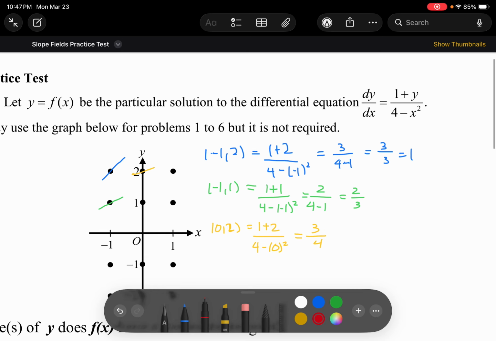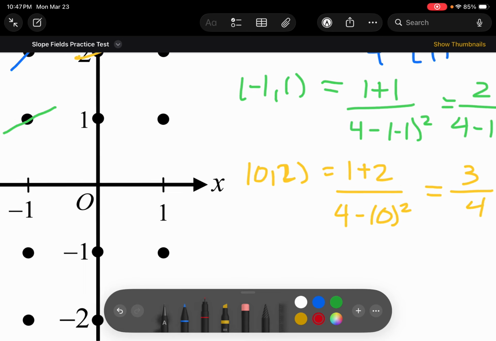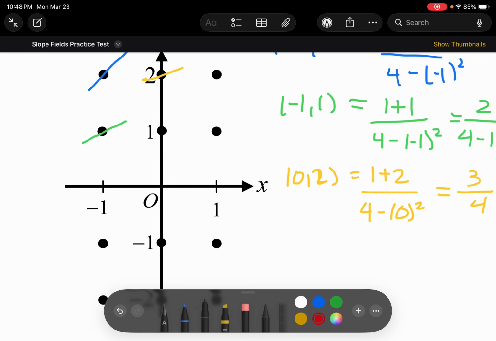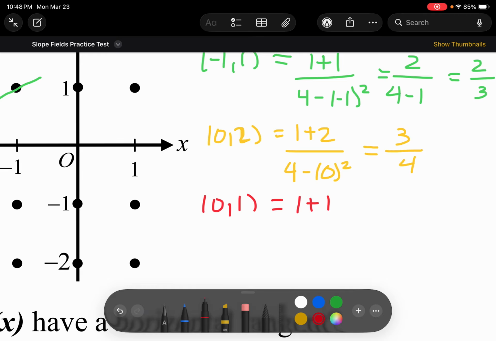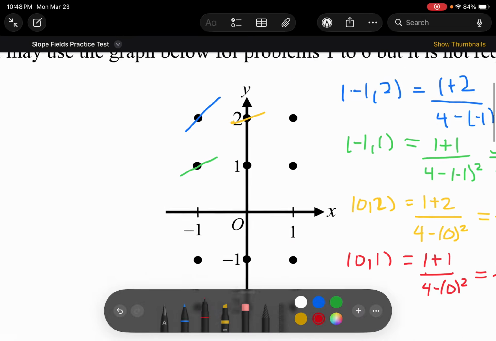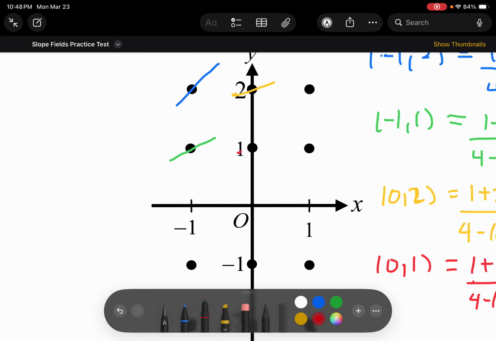And then the third slope would be 0, 1. So it would look something like this. 1 plus y, which is 2, over 4 minus 0 squared, which is 2 over 4, which is equal to 1/2. Then your slope should look something like this. Let's make it a little bit more like that.